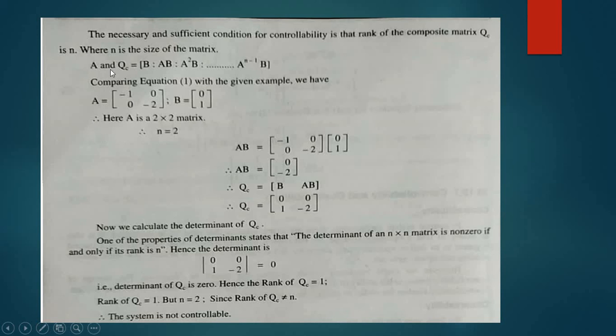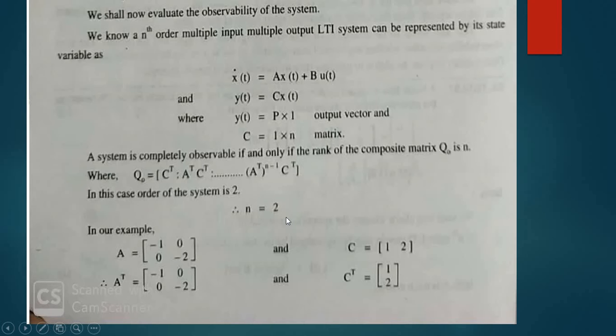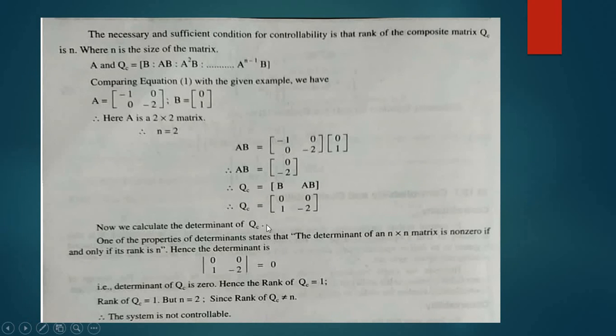What is Qc? Qc is nothing but [B, AB]. What is B? [0; 1]. What is AB? [0; -2]. Now we have to calculate the determinant of Qc. So how to calculate the determinant? 0 into -2 minus 0 into 1. Obviously there are two zeros, so our answer will be 0.